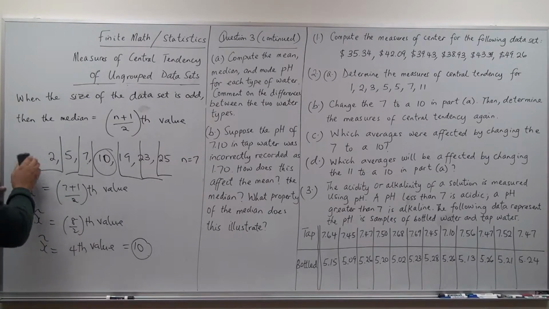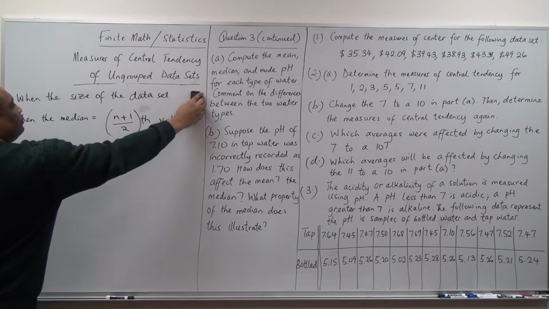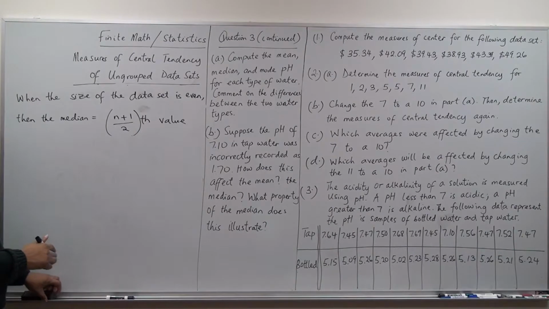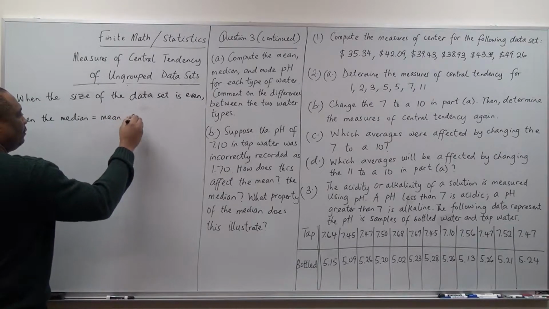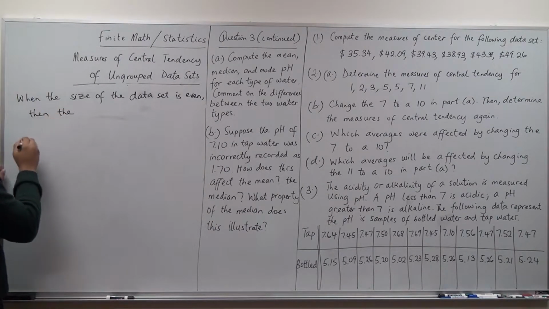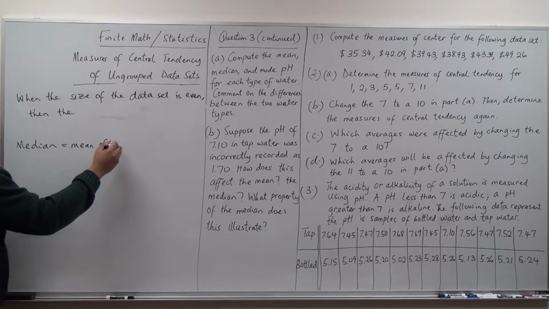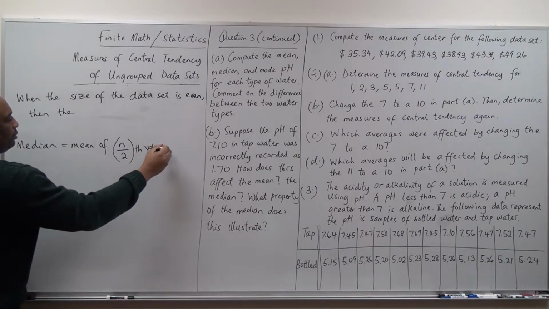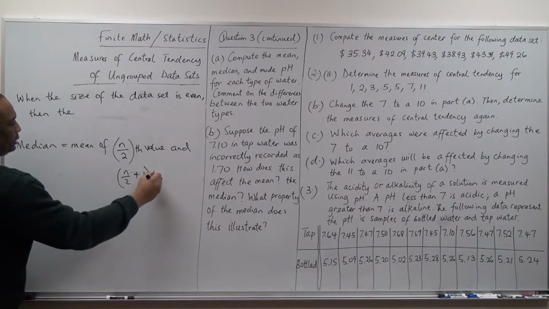Okay, now what if the data set is even? So when the data set is even, then the median will be the mean of the n over 2 value and the n over 2 plus 1 value.